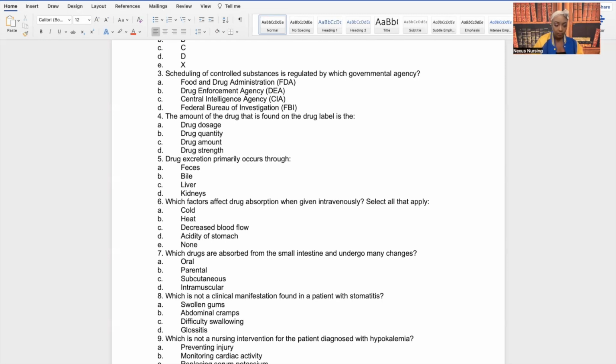But let's talk about this one. Oral, just think about it. You take a medication by mouth, it has to go through what? The GI system. It has to be metabolized by what? The liver. So oral is the correct answer choice.